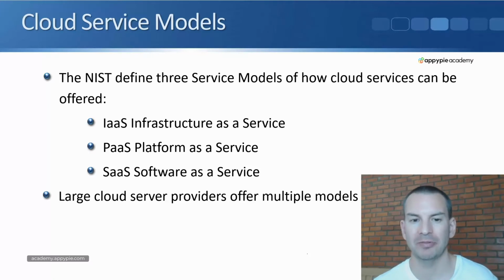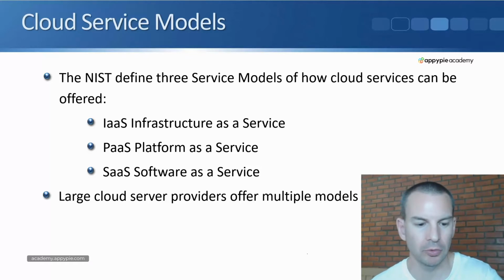The NIST defined three service models of how cloud services can be offered. We've got IaaS, which is infrastructure as a service, PaaS, which is platform as a service, and SaaS, which is software as a service. I'm going to have individual lessons in this module where we're going to cover what each of the three different service models are in detail. Now, large cloud service providers are not going to offer just one of these. Typically, they're going to offer multiple models of service.